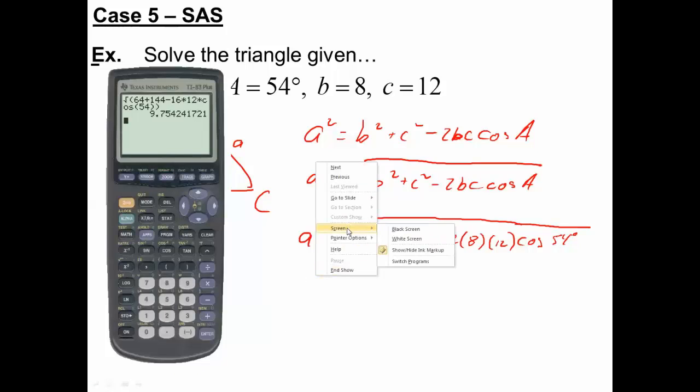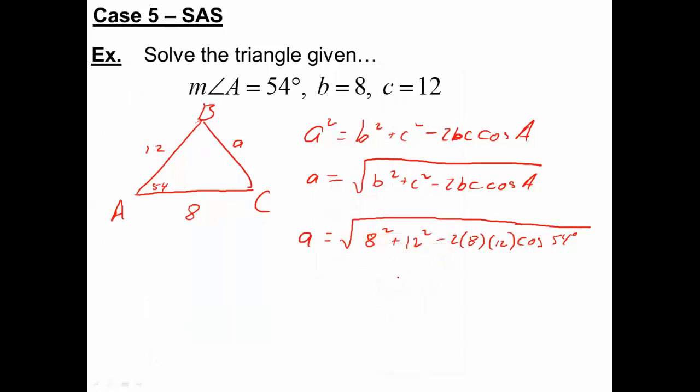Let's get my writing utensil again. .754, I believe, was the answer. Alright, so once I've got side A, now I can go ahead and figure out angle B and angle C. I'll figure out angle B just like I did on the side, side, side example. Actually, I'm going to keep going in the same order I always like to go in. I'll find the bigger side, or bigger angle, first. I'll figure out angle C using the law of cosines like I did on the previous example, and then I'll figure out angle B simply by subtracting from 180. So let's do that.